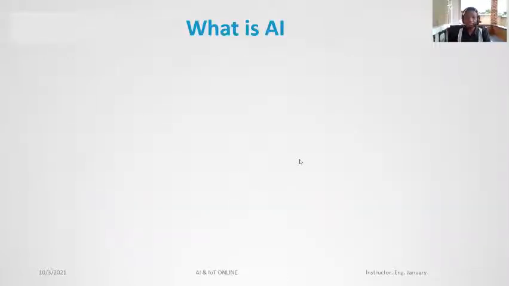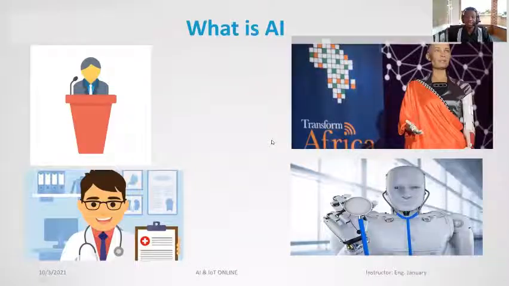This is your time now. Here at the left side, you have a human being who is delivering a speech. At the right side, we have a robot called Sophia. You have seen it is able to deliver a speech during Transform Africa. At the bottom left side, you have a human, a nurse, who can operate on a patient and consult a patient. At the right side, again, you have a robot which can do similar tasks like a human, making a consultation.